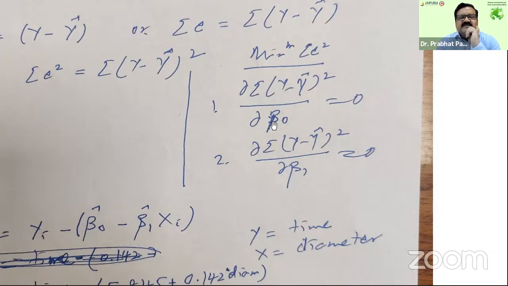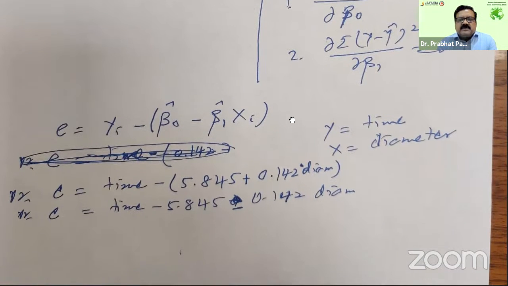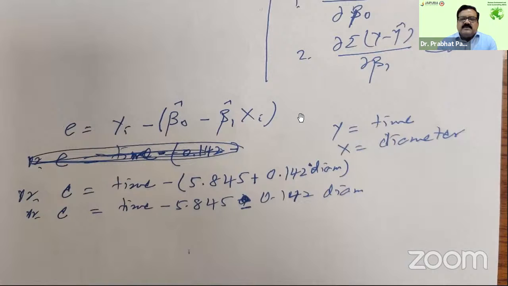So this is the partial differentiation with respect to beta 0, that is the intercept, and the second one is the partial differentiation of the whole equation with respect to the slope, beta 1. We put each equal to 0, that is the first order condition of minimization. If you do this, you will get two linear equations in front of you, which we call normal equations. And with the help of those normal equations, theoretically, we calculate the regression equation.